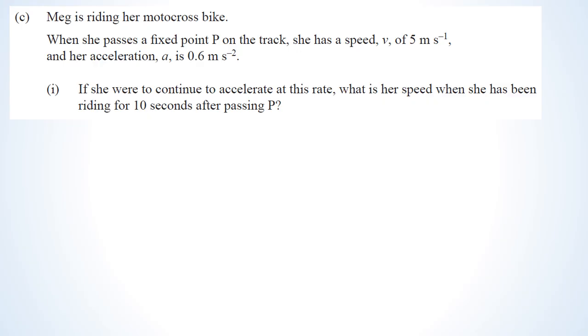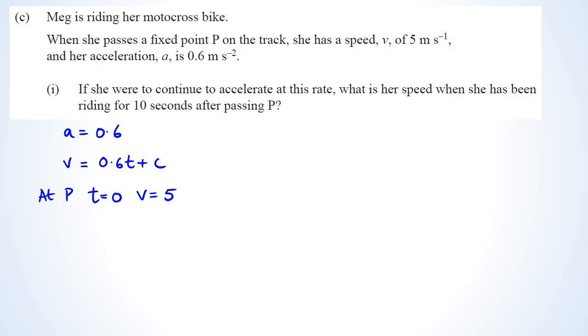So let's have a look at all the things we know. We know that acceleration is equal to 0.6, which means when we integrate this, we're going to get velocity. Velocity is 0.6t plus c. But the one thing we know is that we're looking at the fixed point P. So we can say at point P, time is equal to 0 and velocity equals 5. Okay, so let's figure out what c is first.